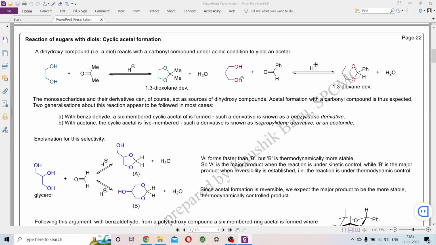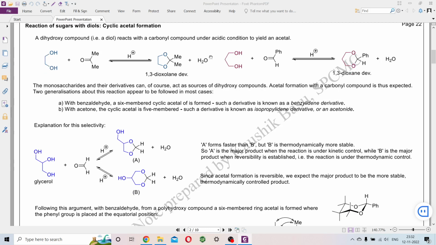And if you take a 1,3 diol like propane 1,3 diol, then with a carbonyl compound like benzaldehyde, it forms a 1,3 dioxane derivative, which is a 6-membered ring acetal. Because carbohydrates, specifically monosaccharides and their several derivatives, can act as a source of dihydroxy compounds, acetal formation with a carbonyl compound is thus expected for these compounds.